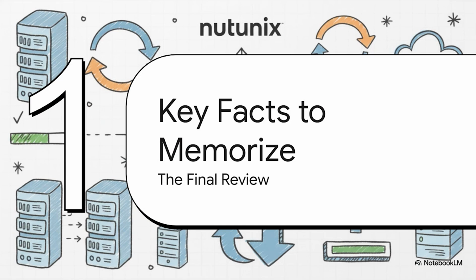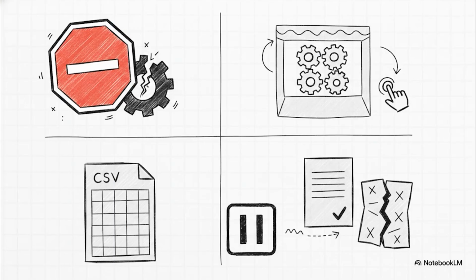Almost at the finish line. Section 5, Key Facts to Memorize, the final review. We've covered a lot of ground today, from the underlying dependency logic all the way down to strict CSV exports. Take a mental snapshot of these points. If you remember literally nothing else before you walk into that testing center, remember these 4 facts.